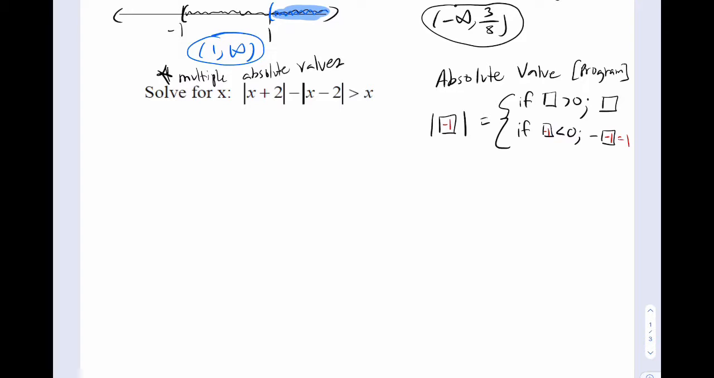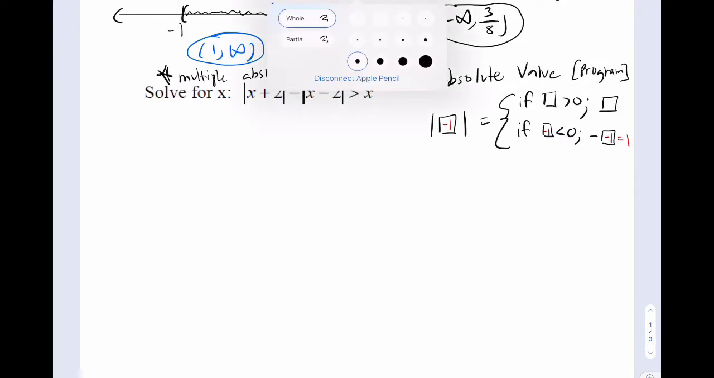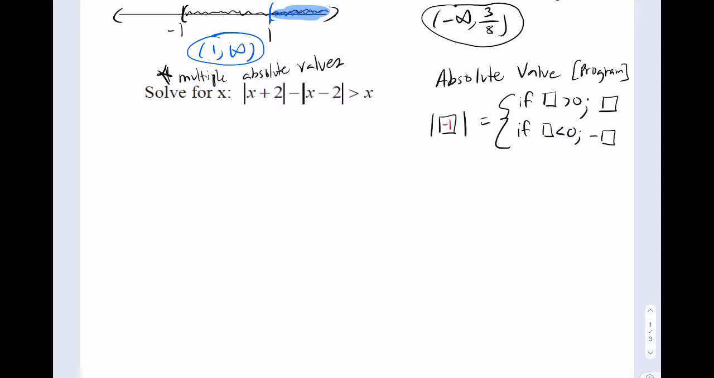If it's positive, you do nothing. If it's negative, you just negate it. So let me get rid of those now. And again, just to show you the example to make it a little more clear, we have 5. If it's positive, do nothing. If it's negative, we simply negate it, and that's how we get to 5.